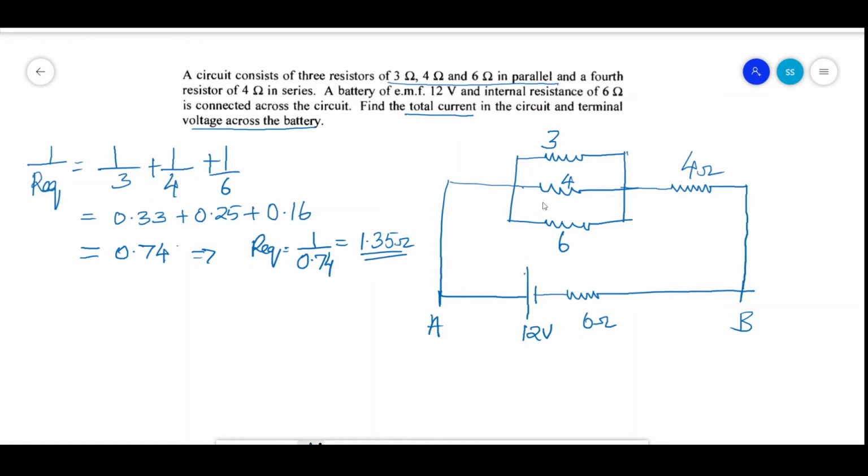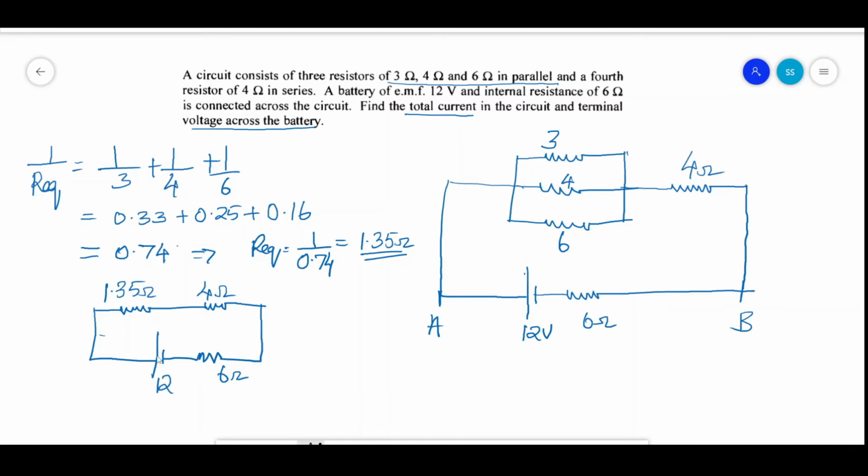Okay, so the parallel combination of 3, 4 and 6 is 1.35 ohm. That can be connected in series with this 4 ohm. So I am connecting this again 1.35 ohm in series with the 4 ohm, again in series with the 6 ohm, and finally connecting back to the battery. 12 volt source and 6 ohm battery.